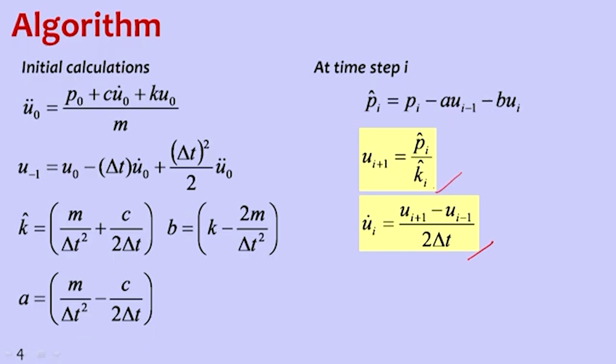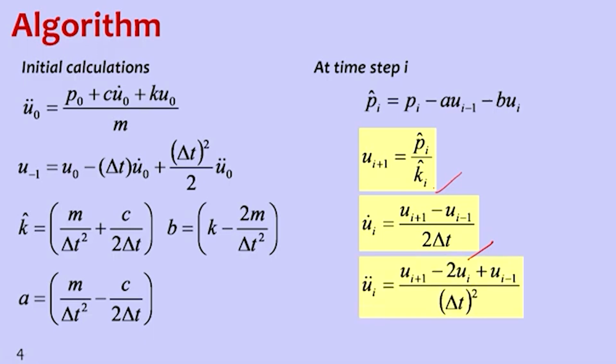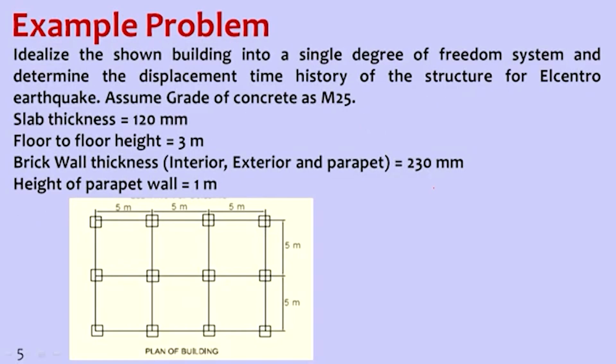So this has to be taken care of when we are writing any computer program. And acceleration, similar to displacement, we have acceleration at time step i only: u double dot i is equal to (u of i plus 1 minus 2 u i plus u i minus 1) by delta t whole square. So this is the algorithm that we have to follow. For this problem, we will be going through the different steps of the algorithm which we have discussed now.